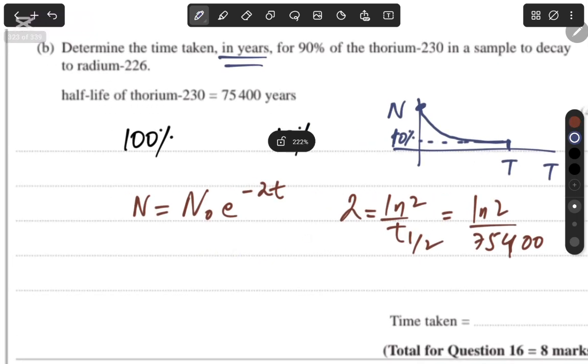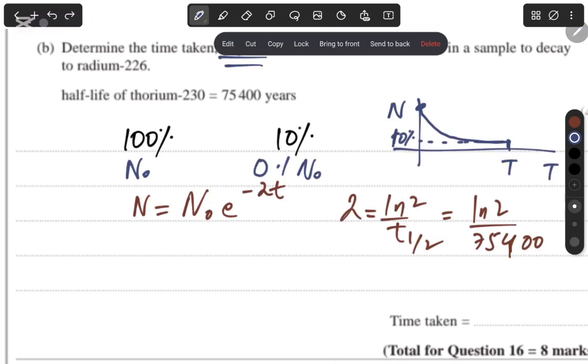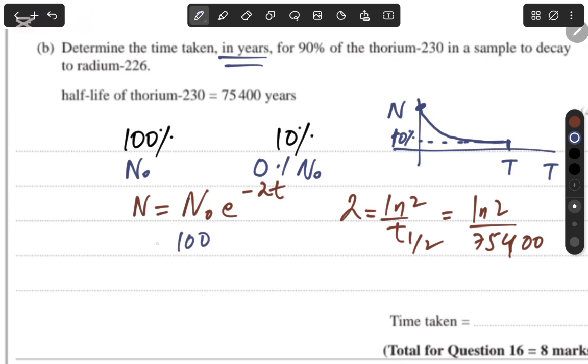And then I'm going to say that my initial value was N naught, and now what I have left is 10% of N naught, 10% of what I initially had. So I'm going to put 0.1. Or you can even put 10. You can just write that initially it was 100, and now you have 10 left. So 90% is gone. That's going to give the same answer either way.